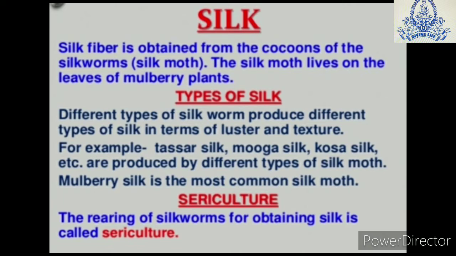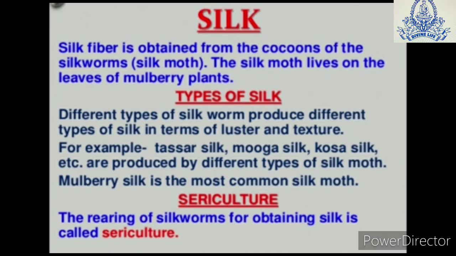Some common varieties of silk that are found in India are Tassar silk, Moga silk, Kosa silk. They all are produced by different types of silk moth or silkworm. Mulberry silk is the most common silk, which is obtained from a silk moth which lives on mulberry plants.